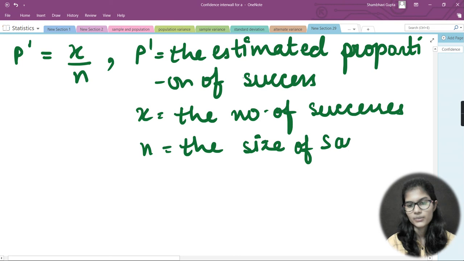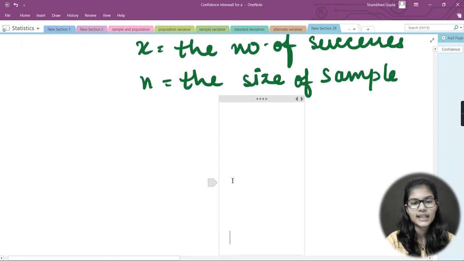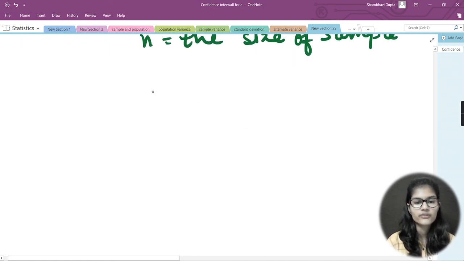The size of sample, let's say. Okay, so these are the three terms which I mentioned here, and these are the meanings: P dash is basically the estimated proportion of success, X is basically the number of successes, and n is basically the size of the sample.